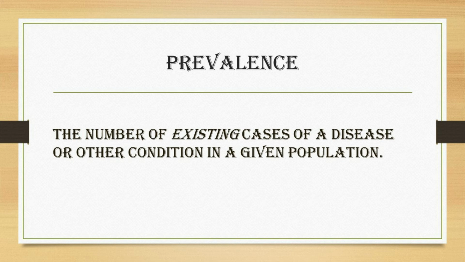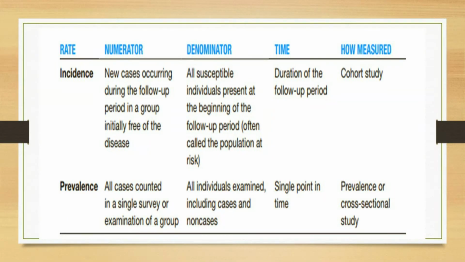The prevalence rate is the proportion of persons in a population who have a particular disease or attribute at a particular point in time. The fraction or the proportion of a group possessing a disease at a specific time. The prevalence rate is measured by a single examination or survey of a group.